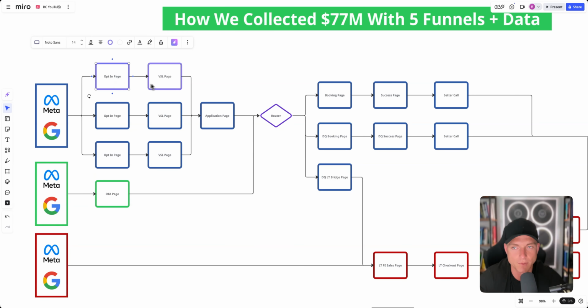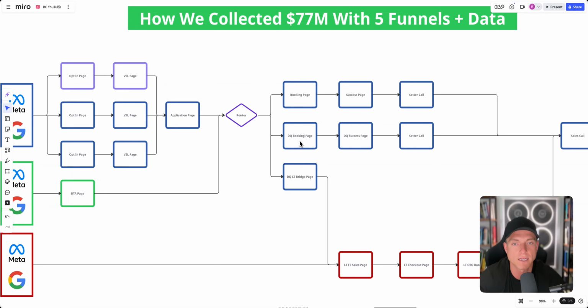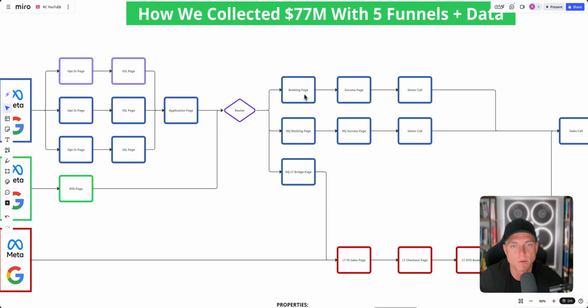So they're going to go from an opt-in to a VSL, get a bunch of emails, push back over here to an application, and they're going to apply. When they apply, they are then routed through this router based on their application questions. They get DQ'd or they get quality, okay? So they come in as quality, and then a portion of them get DQ'd based on financial qualifiers or things that do not fit for your ICP, okay? You are then only going to pixel these pages. You're not going to pixel any of this stuff, all right?